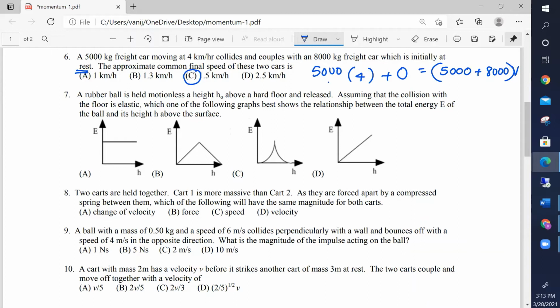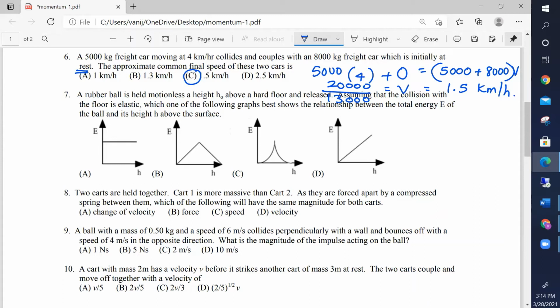So this is simply going to be 20,000 divided by 13,000, and that's equal to, you said it was 1.5 kilometers per hour. So that's a simple, perfectly inelastic collision problem where you're going to have the same final velocity for both the objects as they're moving together as one combined mass.